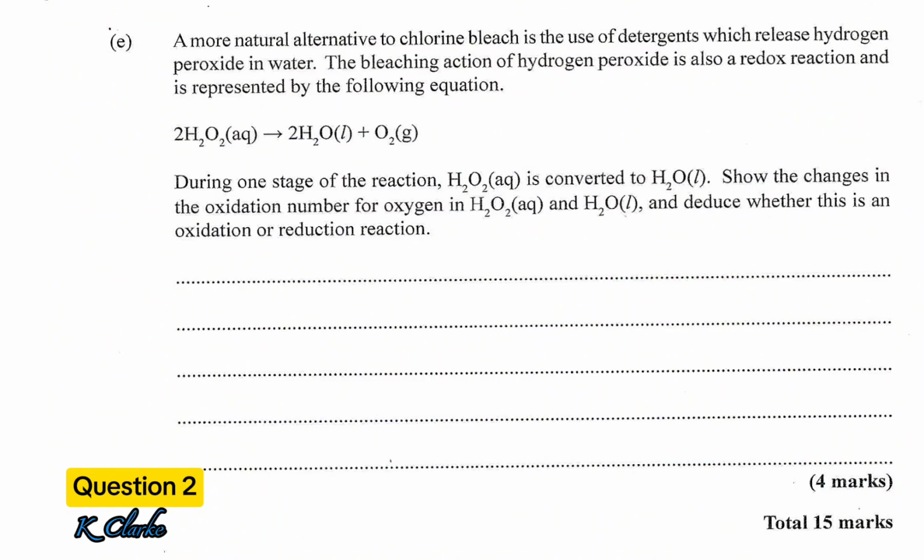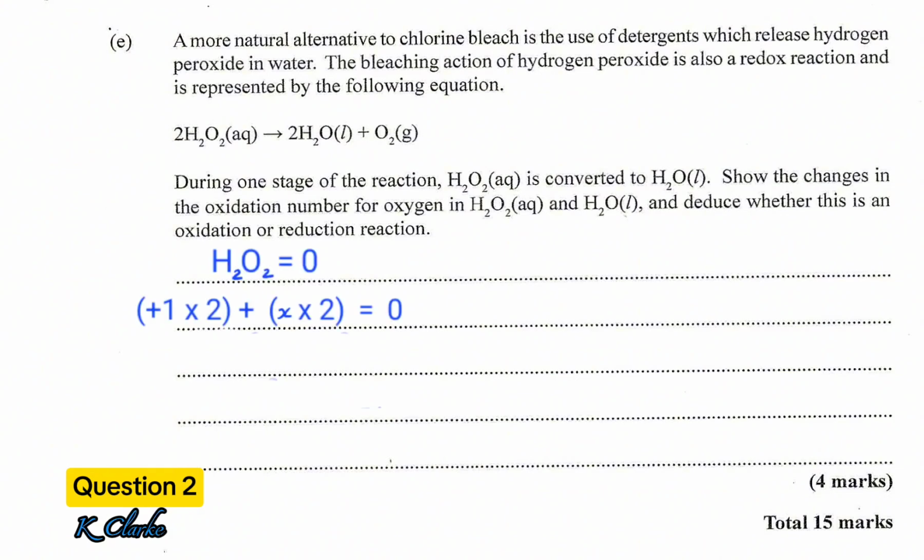E. A more natural alternative to chlorine bleach is the use of detergents which release hydrogen peroxide in water. Here is the equation. Based on the equation, show the changes in the oxidation number for oxygen in hydrogen peroxide aqueous and water liquid, and deduce whether this is an oxidation or reduction reaction.